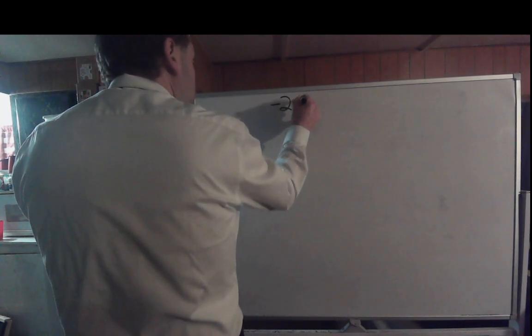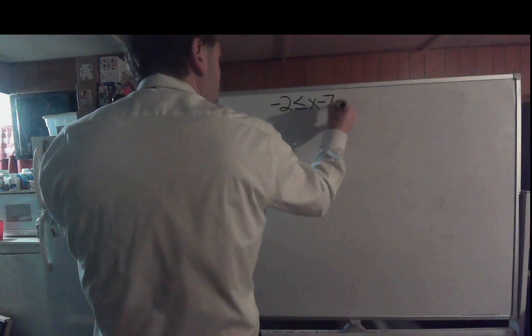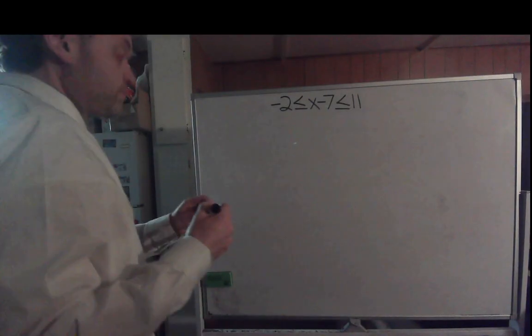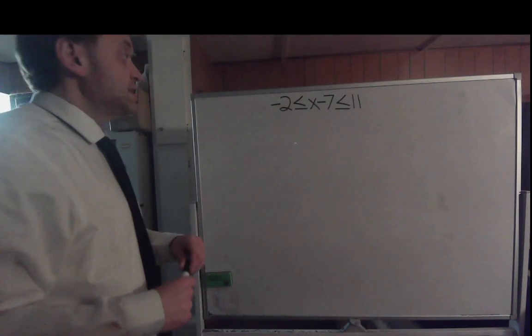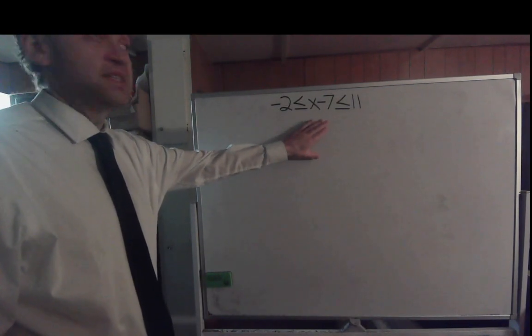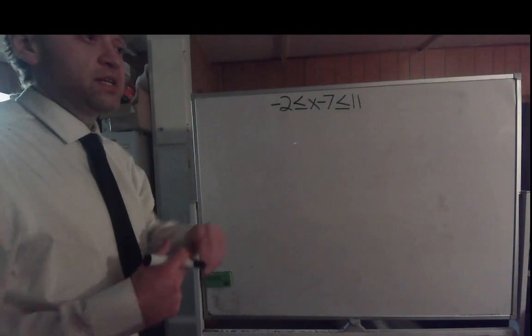So let's say you're given something like -2 is less than or equal to x minus 7, which is less than or equal to 11. So you have that -2 is less than or equal to x minus 7, which is less than or equal to 11. This is an example of a compound inequality.